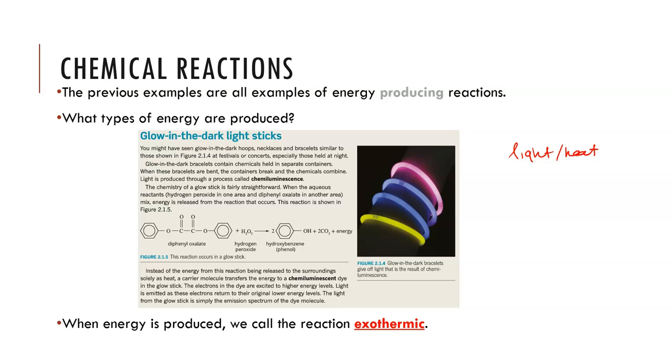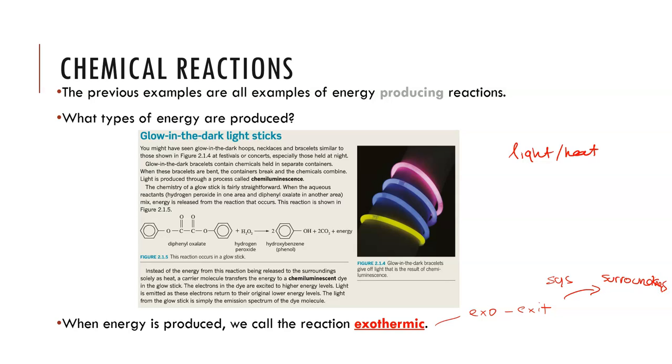So when the reaction produces energy, we refer to it as an exothermic reaction. Exo, I like to think of exo and exit. So this is where energy is exiting the system. So it goes from the system to the surroundings. It is pushing out energy.